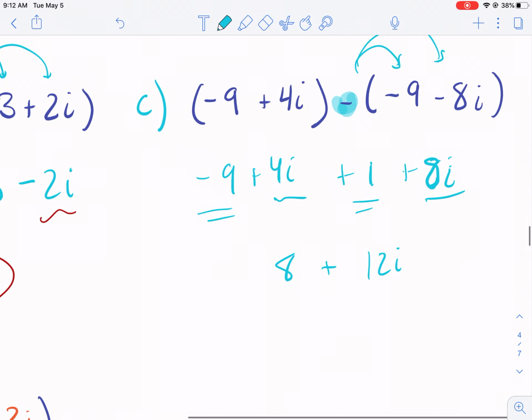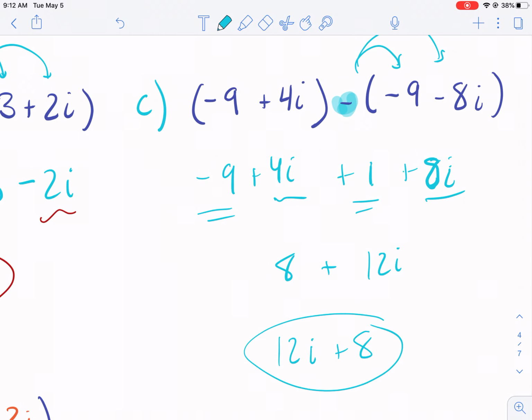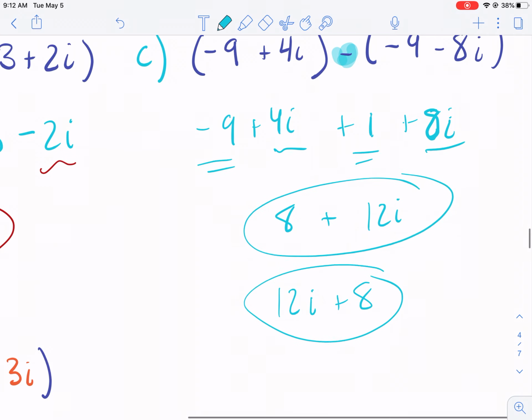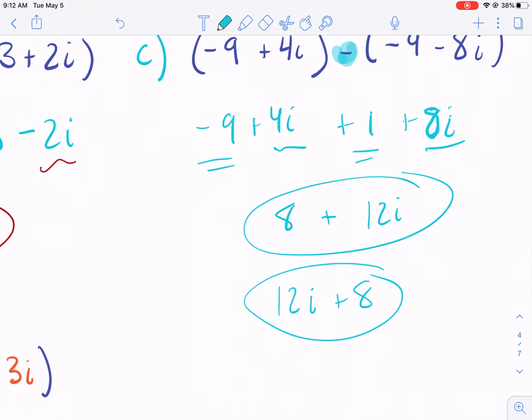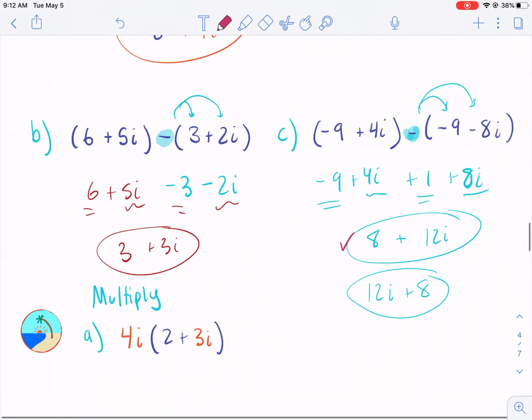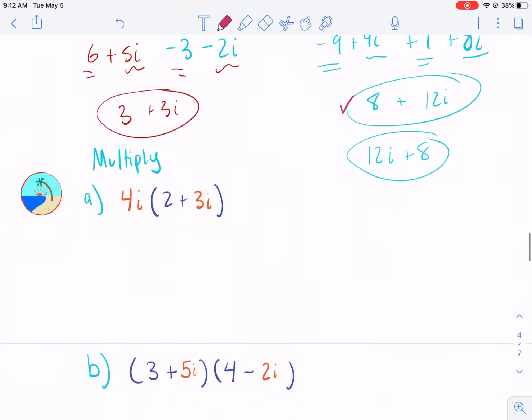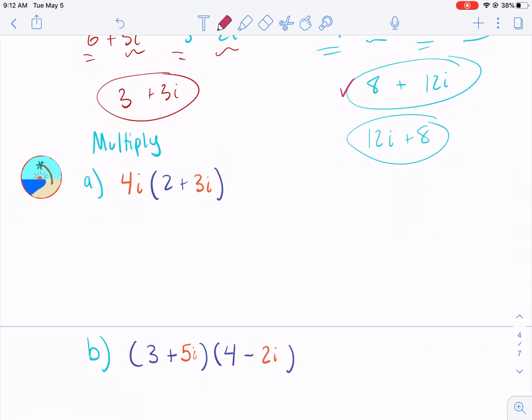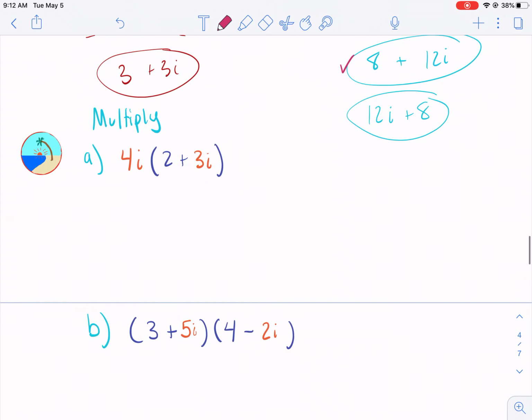Now the real number should be written first. Technically this is the same answer, but notation dictates that you should write the real part first. So this is the preferred answer, but if it were my class, I would accept both. Just keep that in mind, though, because your teachers might not be so forgiving.